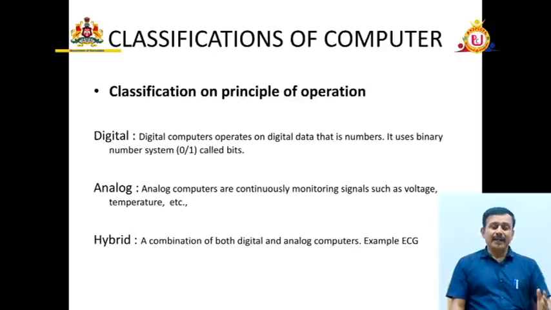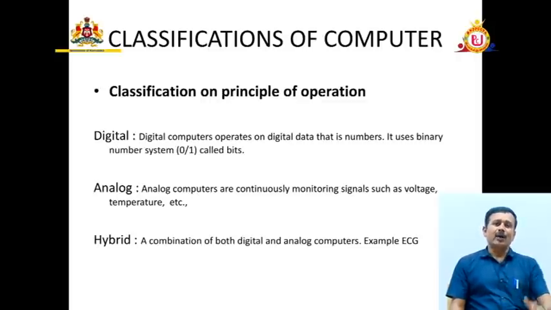These are the three types of computers which are categorized based on the principle of operation. One is digital, second one is analog, and the third one is hybrid. Digital computer operates on digital data, that is numbers, alphabets and so on. It uses binary number system, zeros and ones, called bits. Analog type of computers, continuously monitoring signals, and hybrid type of computers, it uses a combination of both digital as well as analog.